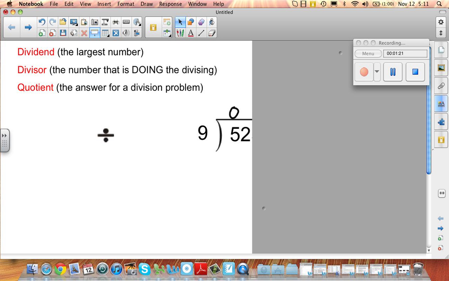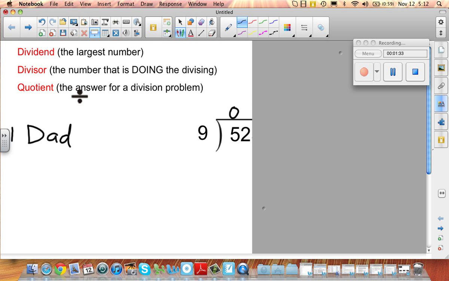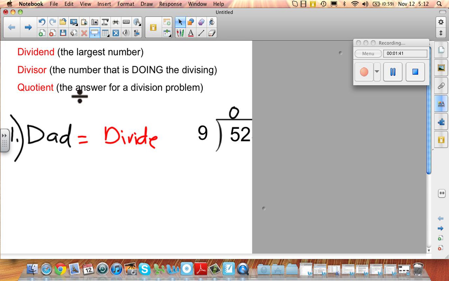And of course, this is why it's so important for us to know our division facts, because we're always dividing, and that is dad. It's step number 1 in a division problem, and it means divide. Basically, say to yourself, how many times does 9 go into 52? 9 times 6 is 54. That's too big. 9 times 5 is 45.